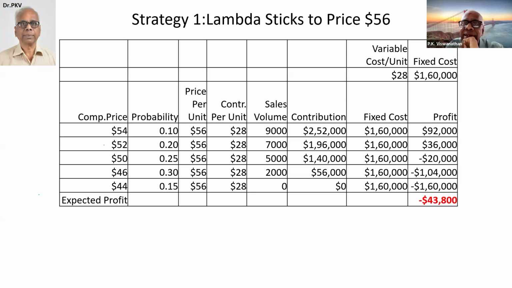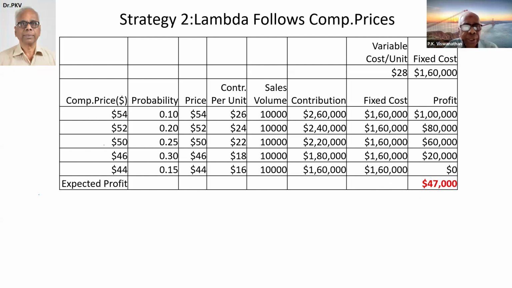Now let us look at strategy 2. Yes, sir, I am willing to match. Competitor price is 54. I will give it at 54. Competitor is 52. I will also give you at 52, etc. I'm matching the level. In other words, I am willing to go with the competitor pricing. Now the contribution margin per unit is 54 minus 28 is $26. 52 minus 28 is $24. 50 minus 28 is $22. 46 minus 28 is $18. 44 minus 28 is $16.